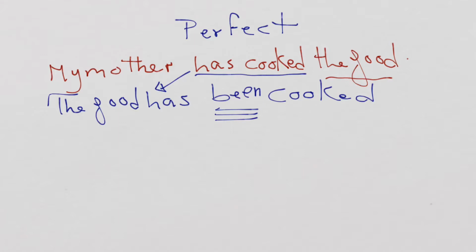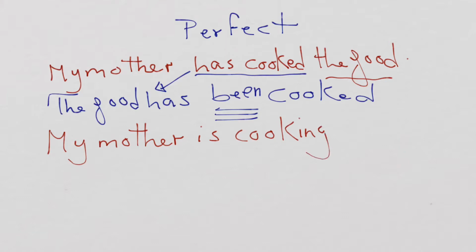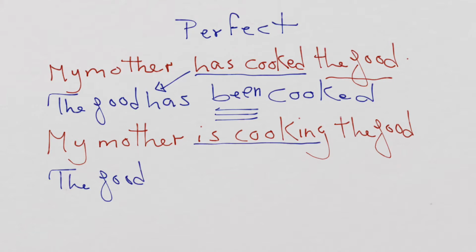If it is my mother is cooking the food. Again, we are going to begin with the object, the food. Okay, here, pay attention. Is cooking, it means continuous, present continuous tense. You have to add is as it is. Cross the ing, change the verb into verb 3. It will be cooked. Here, you have to use the word being.